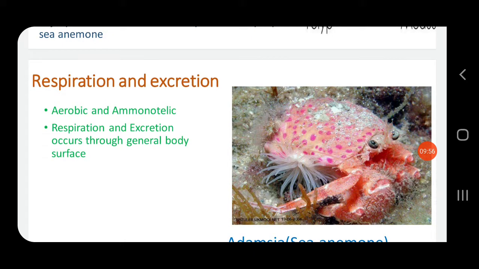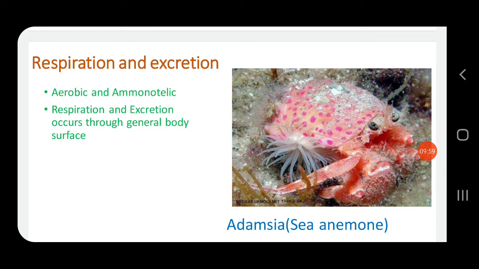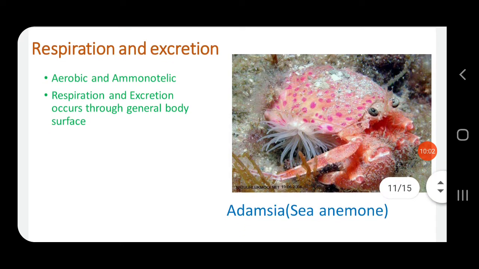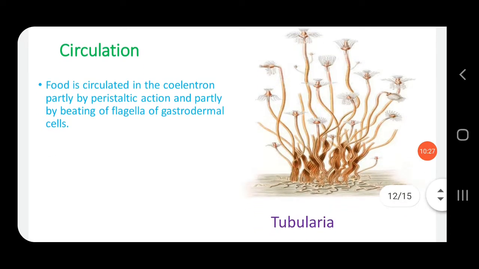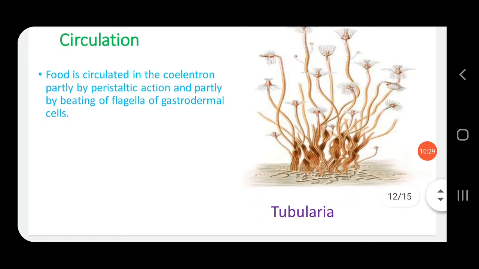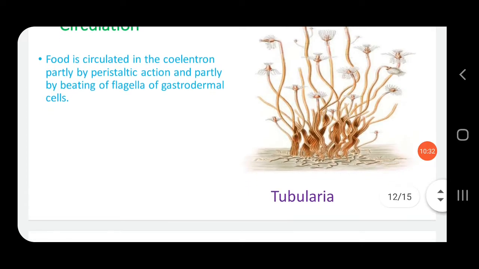If we talk about respiration and excretion, these animals require oxygen for their respiration. That is why they are known as aerobic, and they excrete ammonia and are known as ammonotelic. This respiration and excretion occurs through their general body surface. If we talk of circulation, food is circulated in the coelenteron by peristaltic action and the beating of flagella of their gastrodermal cells.